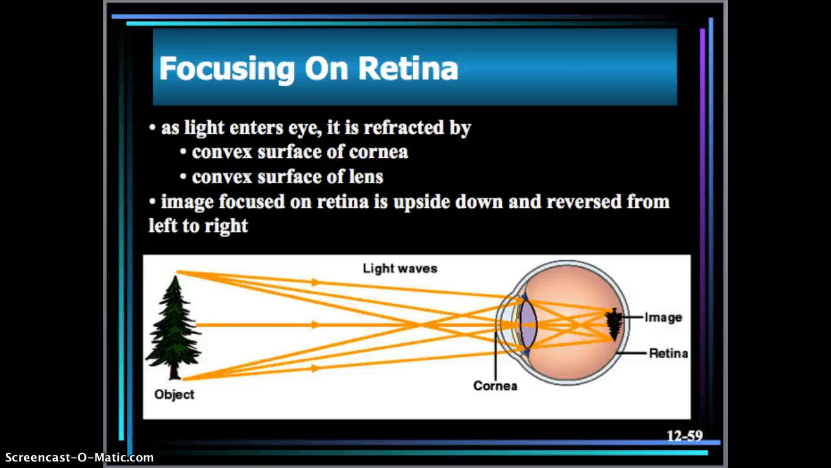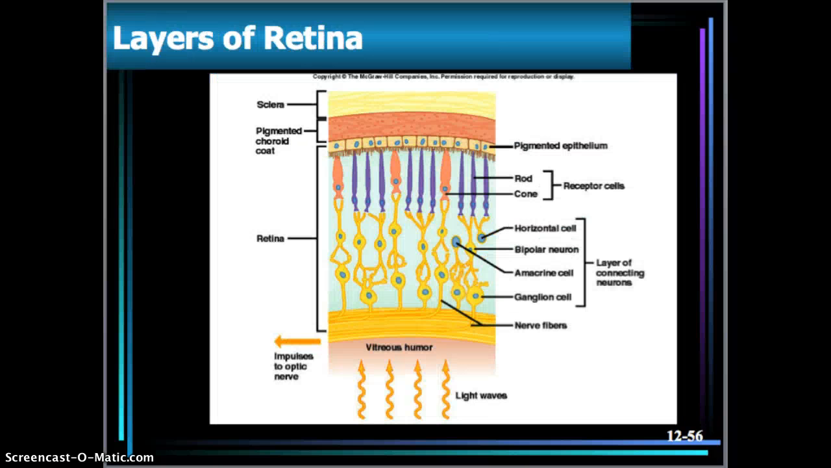So it's all in our brain. Everything that hits the back of our eye is upside down and flipped, but our brain interprets it differently. So here are the layers of the retina. This is the vitreous humor, and this is the direction the light waves come in.